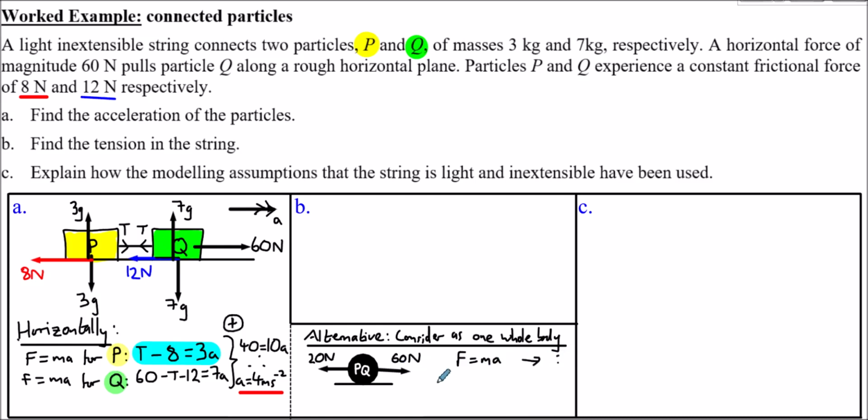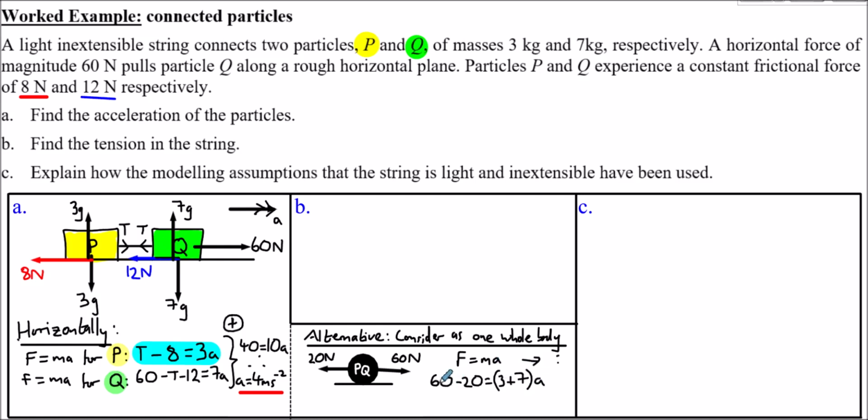So the overall force going to the right is 60 minus 20. I've called it PQ, the whole thing. So the mass of PQ is the mass of P, which is 3, plus the mass of Q, which is 7. So it's 3 plus 7 multiplied by whatever the acceleration is.